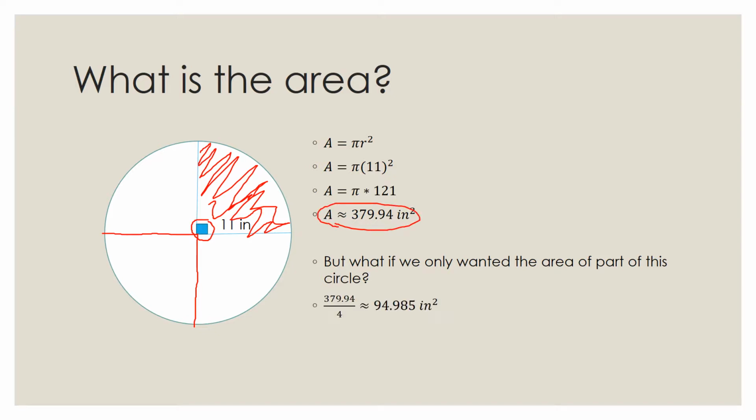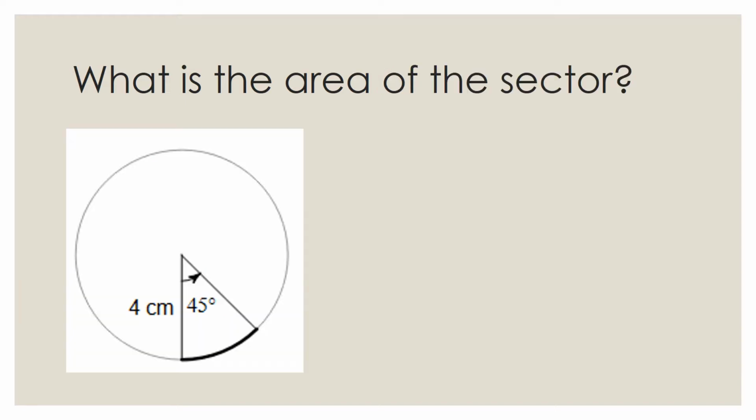So what we can do is we can take our answer from here and we can split it into 4 equal pieces. So 379.94 roughly divided by 4 is going to give us about 95 square inches. And we aren't always going to know that perfect number. We don't always have them split into 4 equal pieces. But when we do have them split, a circle split into pieces, we are going to call that a sector. So the area of a portion of a circle, the area.